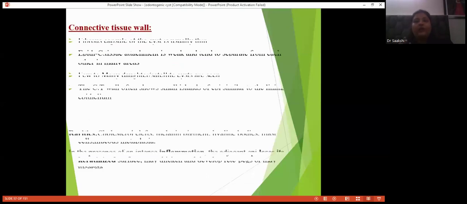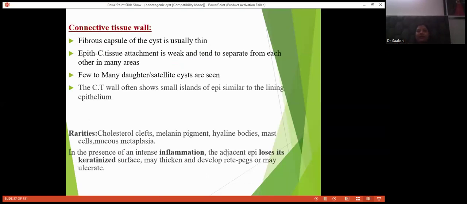Now, coming on to the connective tissue, connective fibrous capsule of the cyst is usually thin. Then epithelial connective tissue attachment is very weak and it tends to separate from each other in many areas. हमें यहाँ पे बहुत सारे डॉटर सैटेलाइट सिस्ट भी देखने को मिलती है. The connective tissue wall often shows islands which is similar to the lining of the epithelium. Now rarely हमें इसमें क्या देखने को मिलेगा? We'll see the cholesterol clefts, melanin pigment, hyaline bodies, mast cells and mucous metaplasia.